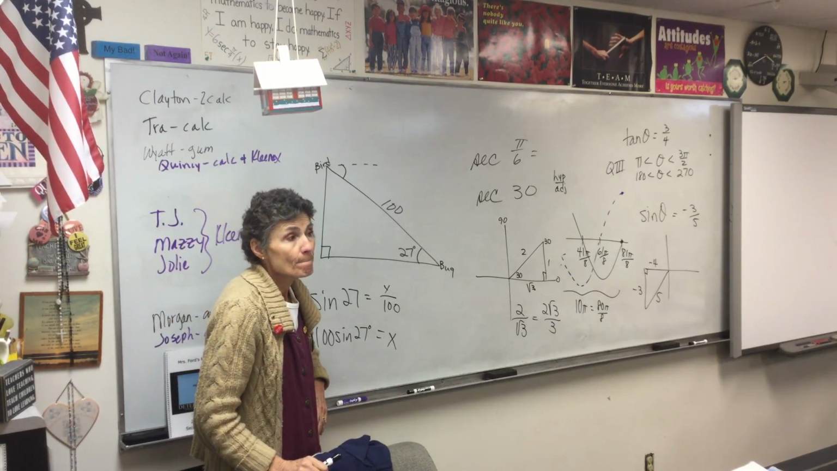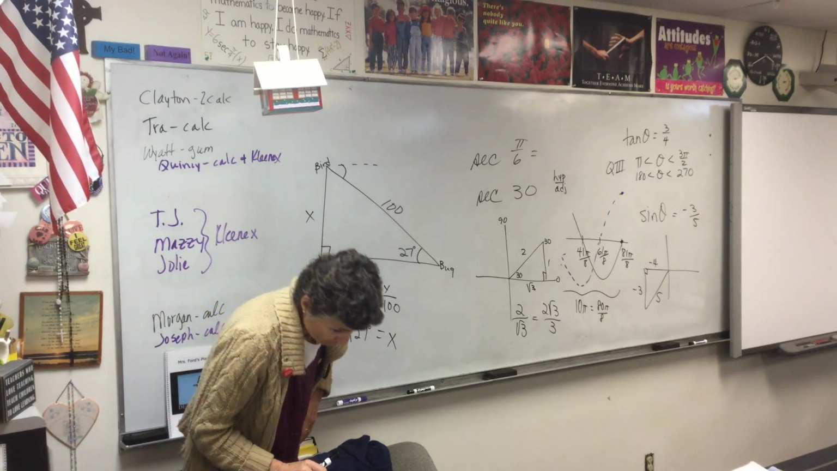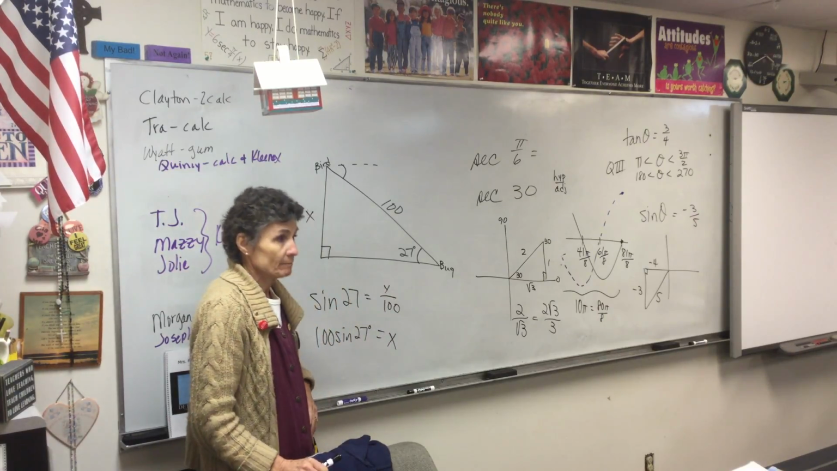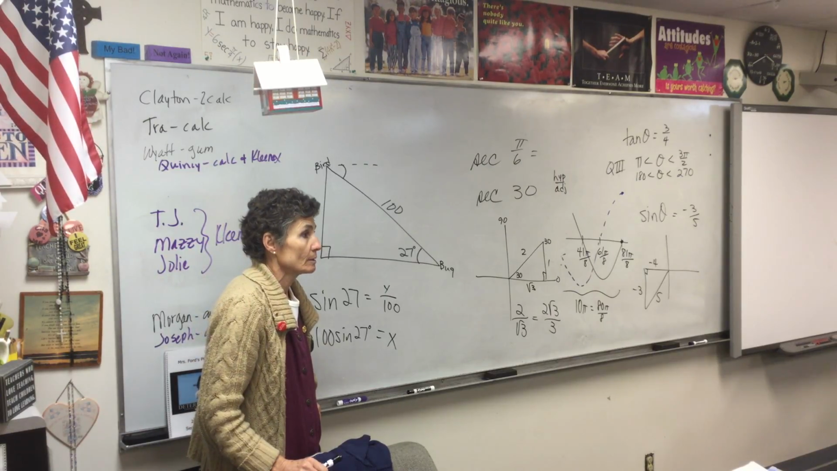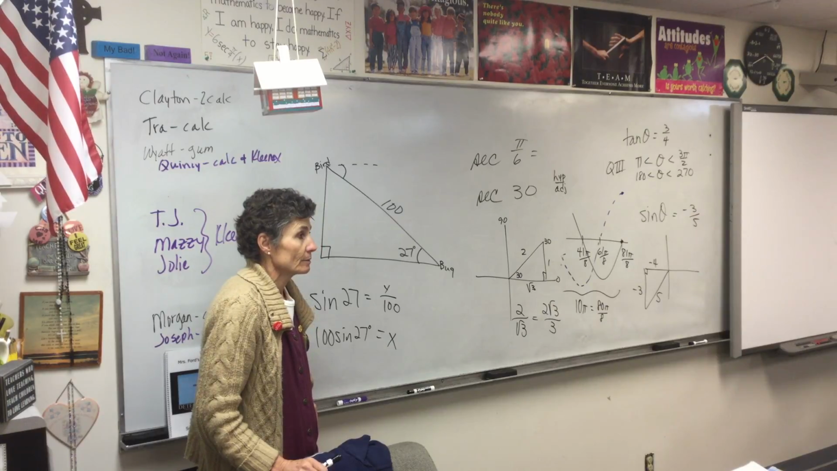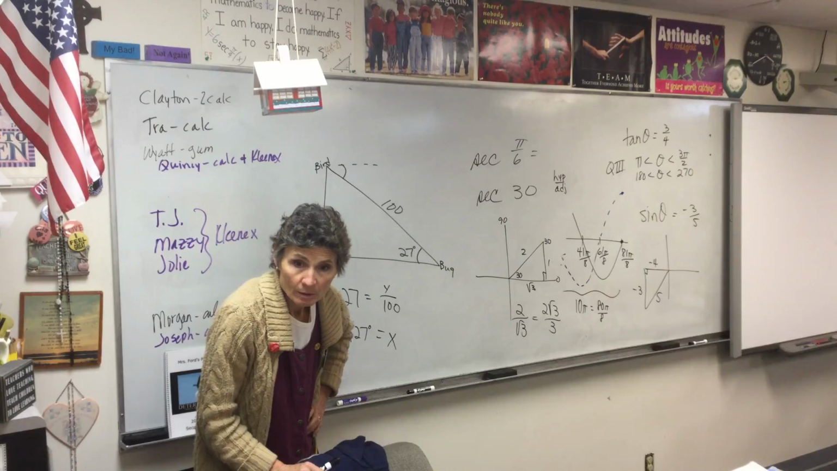John? What was the measure for... Negative 30. You do number 1 right here. It says write a sine.